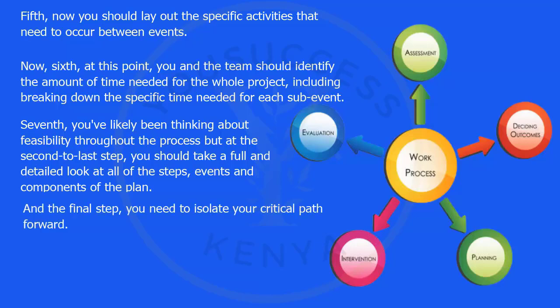And the final step, you need to isolate your critical path forward. To keep the plan on track, you and your team should identify the more crucial and challenging activities and make sure that resources are provided where they are needed.